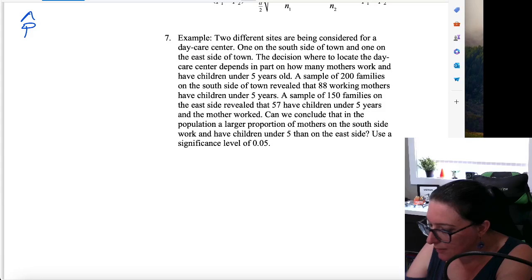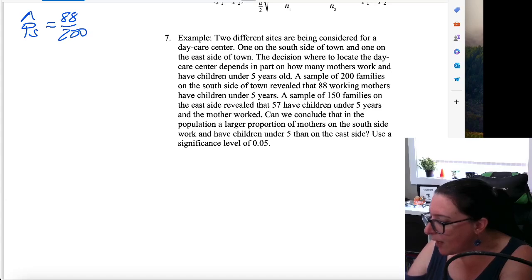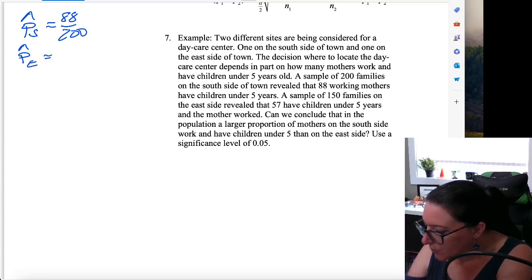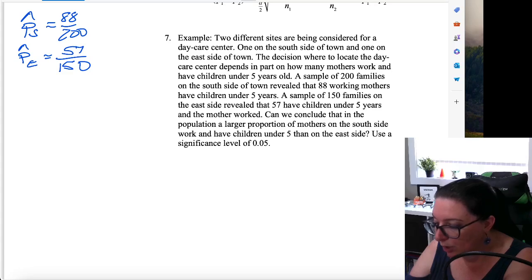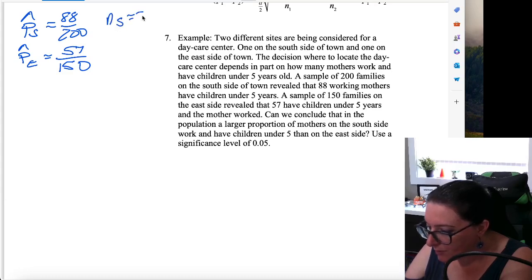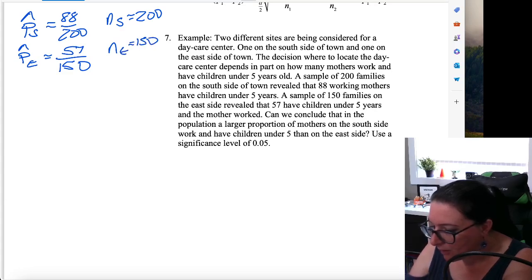for the south side is going to be 88 divided by 200. A sample of 150 families on the east side, so p hat east, is going to be 57 out of 150 have children under 5 and mothers who work. Can we conclude that in the population a larger proportion of mothers on the south side work than on the east side? Use a significance level of 0.05. N south is 200, N east is 150. Okay, let's start.